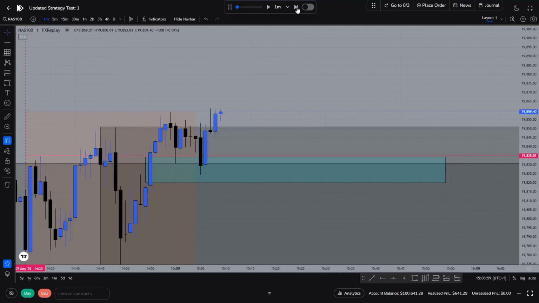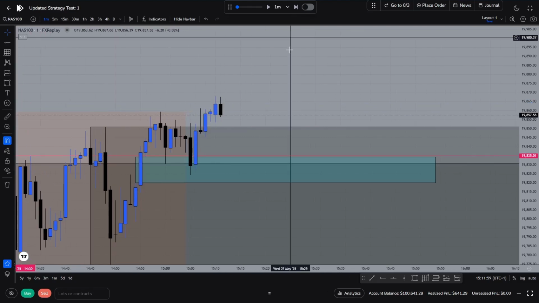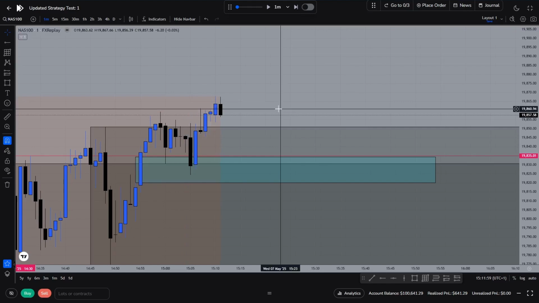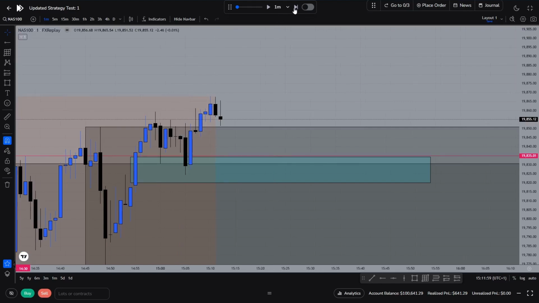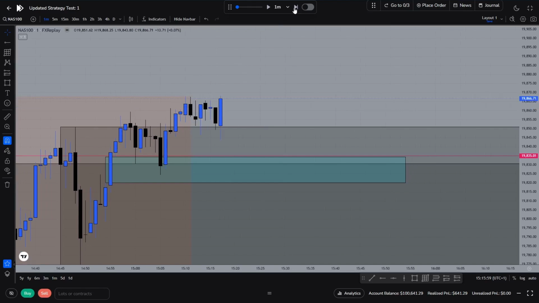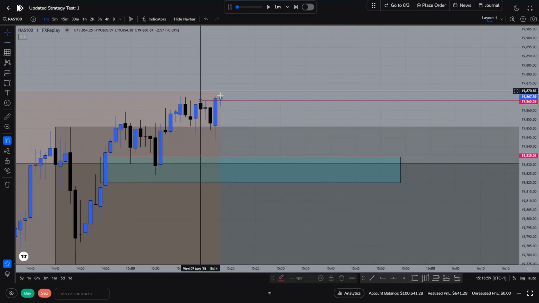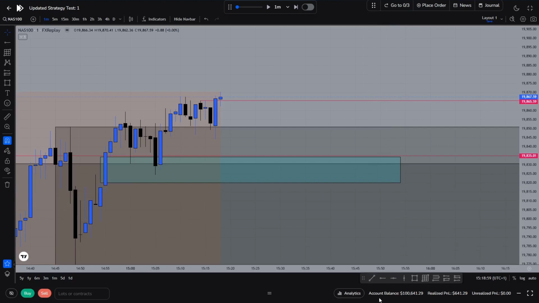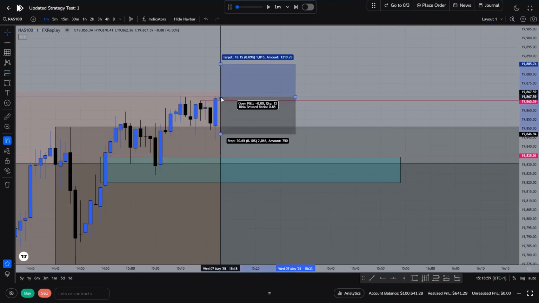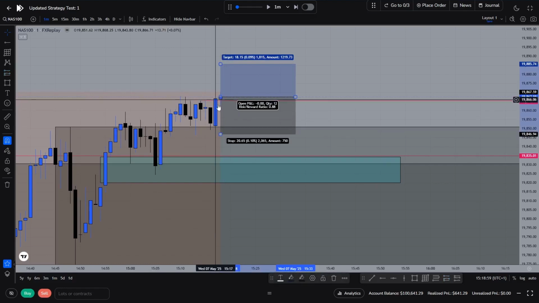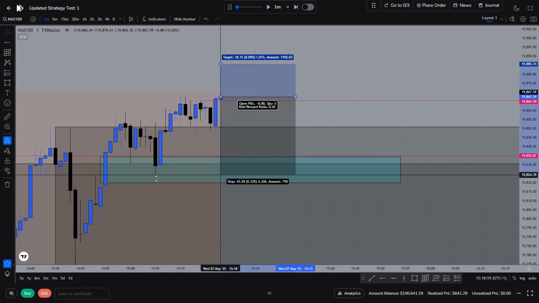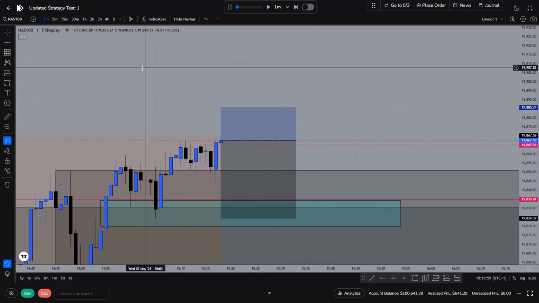I want a bullish close. Does that break a structure? No, not really. There's my break of structure, and there's my entry. Break of structure right there. Entry. I mean, I would have entered off that, but beggars can't be choosers at the end of the day.